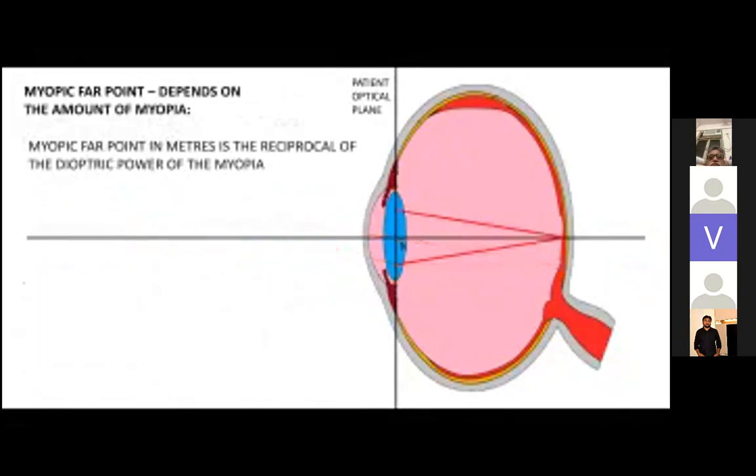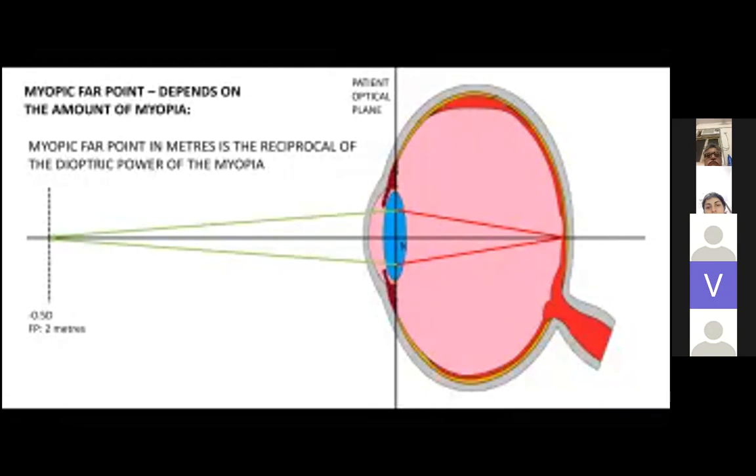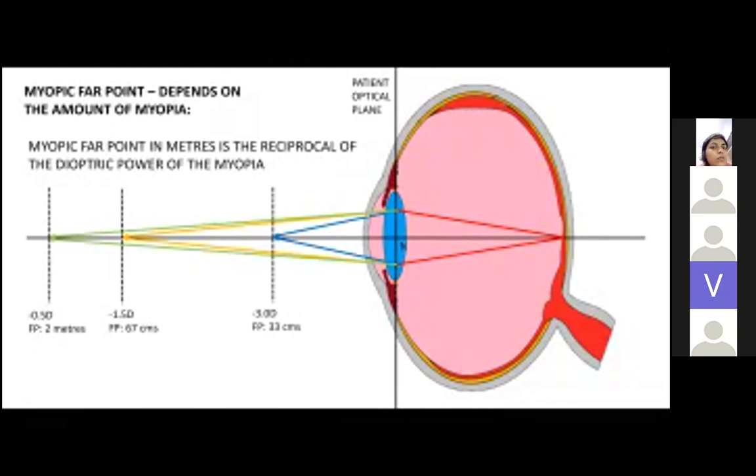Okay, so for myopia, one very important thing to understand is that the far point of myopia, the distance, we can actually measure. It is the reciprocal of the dioptric power of the myopia. So depending on what is the dioptric power of the myopia, we can estimate what is the far point. So for example, if the myopia is minus 0.5 diopters, the reciprocal of 0.5 is 2 meters. So the rays will focus at 2 meters. Similarly, if the myopia is minus 1.5 diopters, the rays will focus at 67 centimeters, or the far point of minus 1.5 is 67 centimeters. Similarly, for minus 3 diopters, the far point is 33 centimeters.